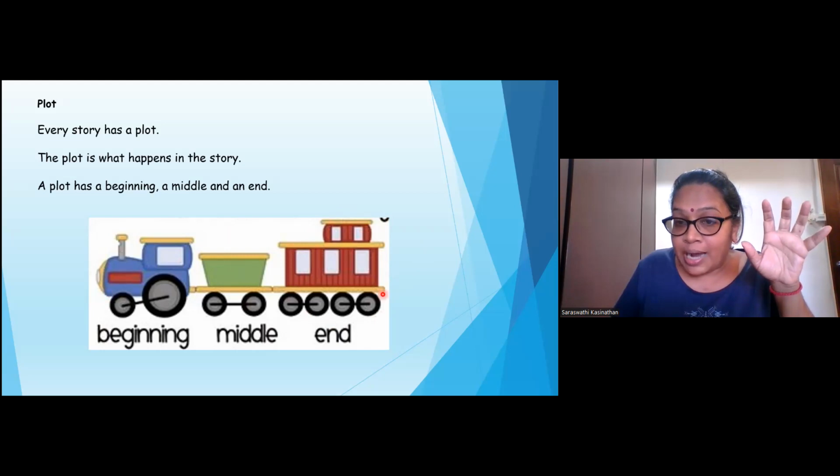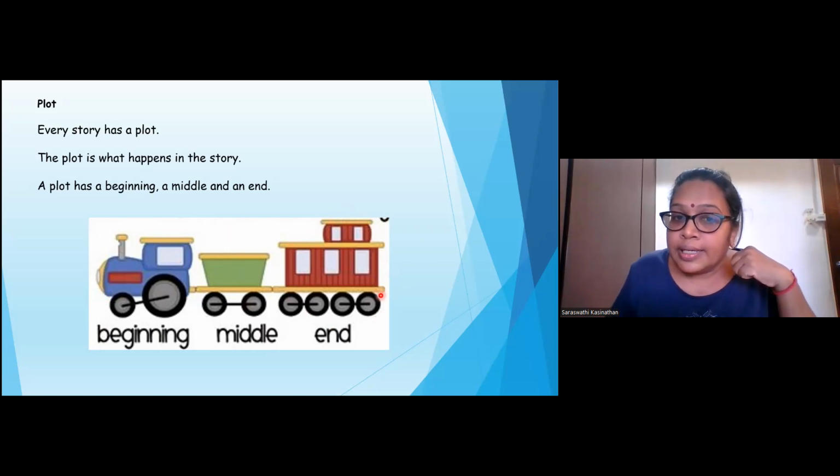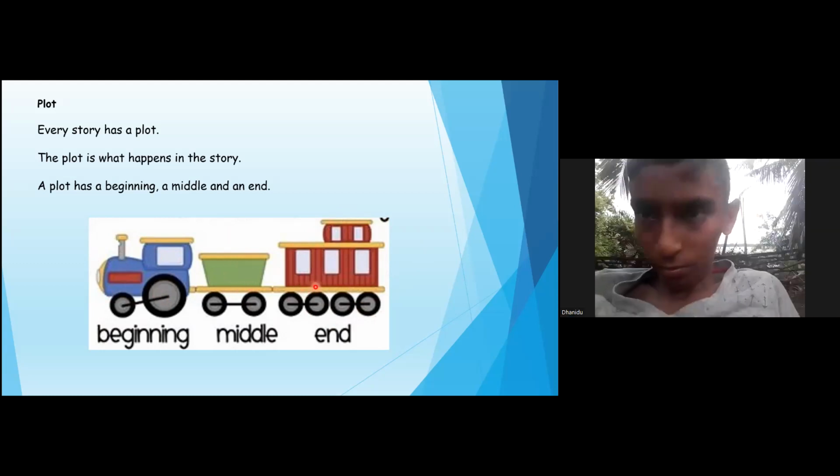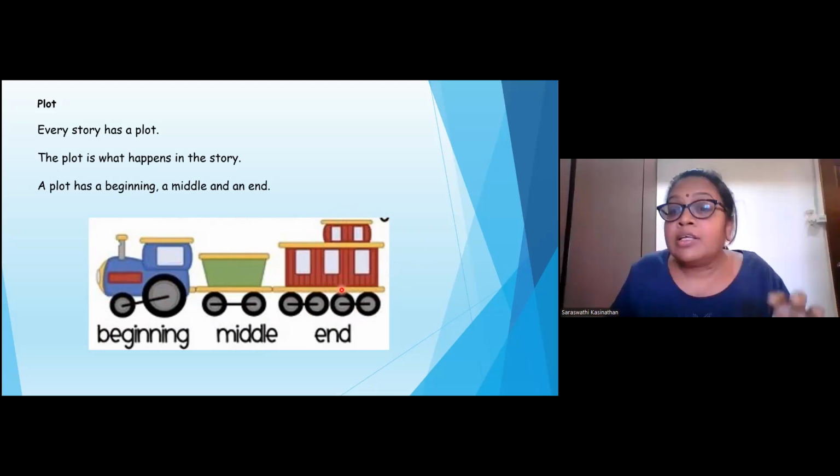Without any part, can the train move? Can the train move without the beginning? Cannot, right? Can the train move without the end? Cannot also. So whenever you write a story, imagine a train. It has to have all these three parts so that the story comes together and people can understand what's happening.